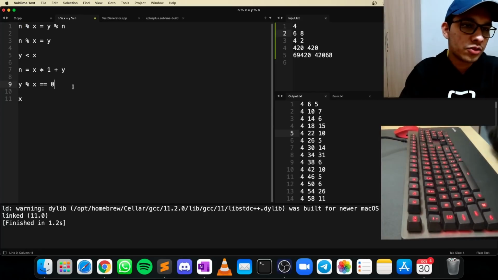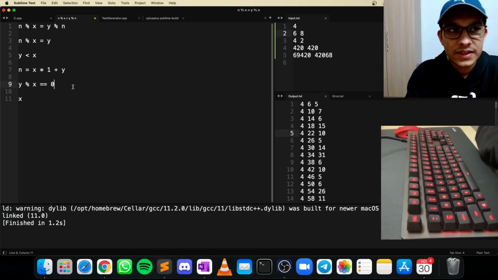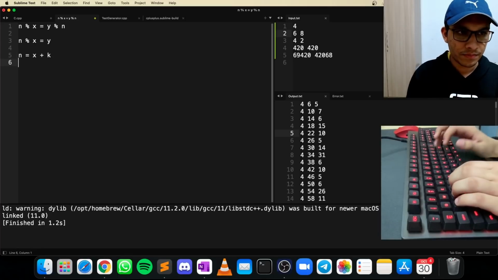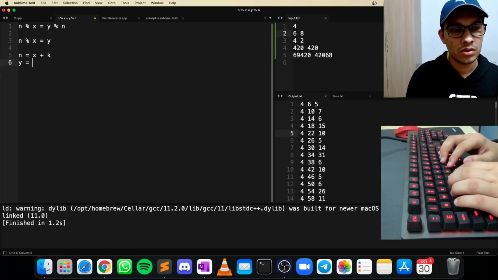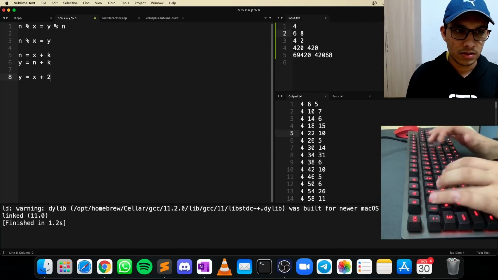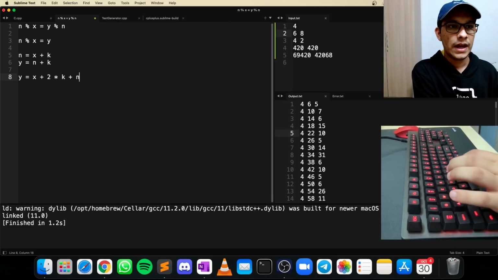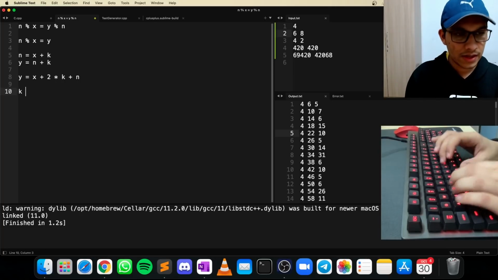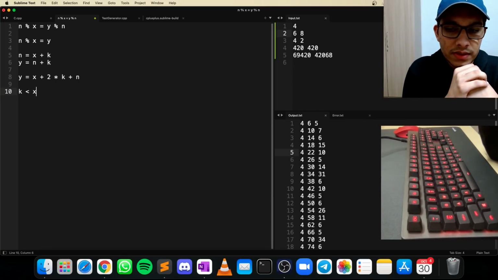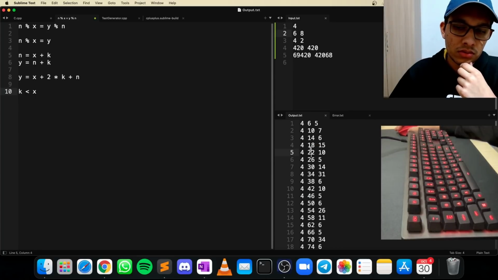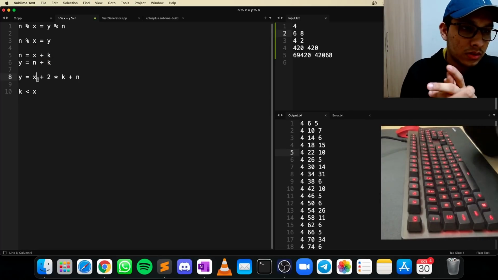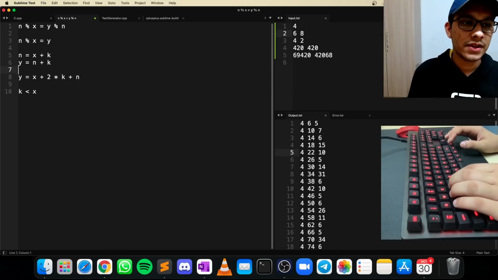So we want n modulo x to be equal to y modulo n. And if I say that n equals x plus k, y equals n plus k, can I do this? Then I have y equals x plus 2 into k plus n. And the thing here is that k has to be less than x. This is what you want. So if I just have 6 here, okay, no, but this is like n plus k, right?